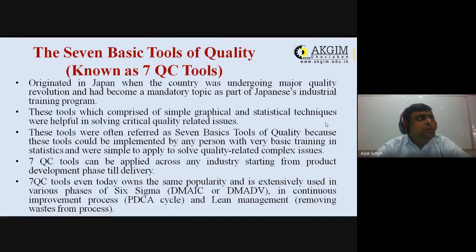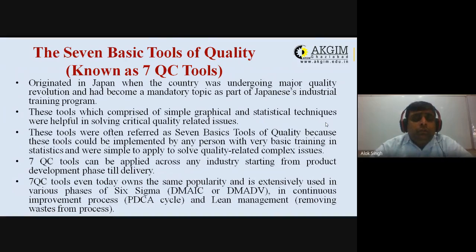If you talk about the Japanese quality movement, it was in the era of the 1950s to 1980s. These tools, which comprised simple graphical and statistical techniques, were helpful in solving critical quality related issues. Basically, all the tools that I'm going to discuss, these basic 7 tools, are based on statistics.